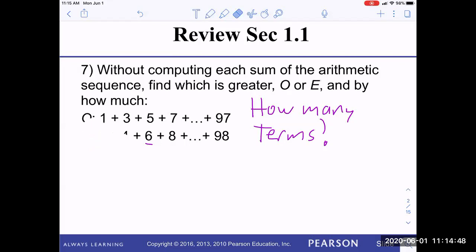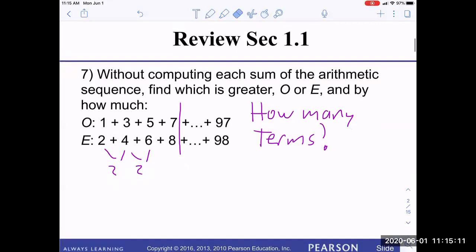Well, to do that, I'm going to look at a simpler case. I'm just going to break these up, and I see that in each of these, I have 4 terms. They're each also increasing by 2.